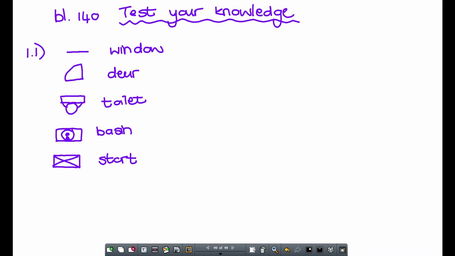Okay, then what is this picture? It looks like, dan dit lyk of dit so iets het. Wat is dit? That's in the kitchen. Nee? That is a sink. Nee, dis die opwasbak. Right.